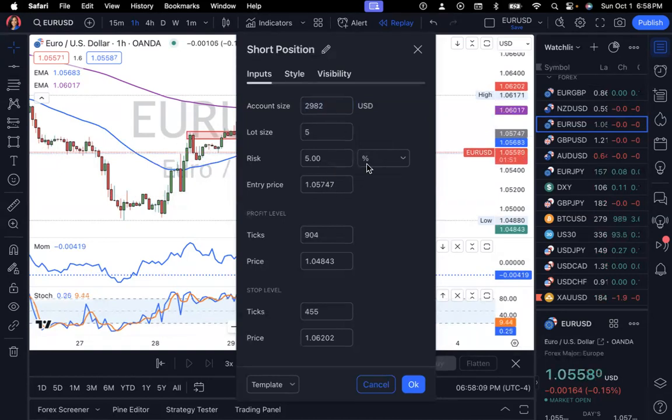So your entry point would be wherever the gray line is, 105.74, which is about 16 pips higher than where the market is. That's very likely to revisit that zone. We can see the profit level in this example is 90 pips, and our stop loss is 45 pips. So this is a 1-to-2 risk to reward ratio.